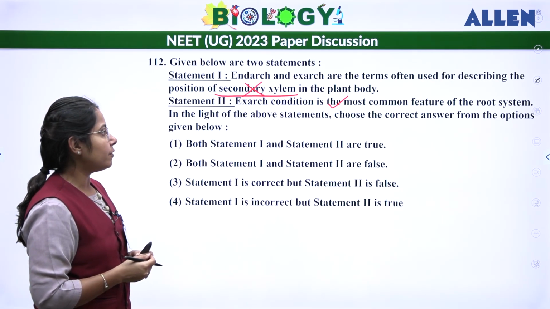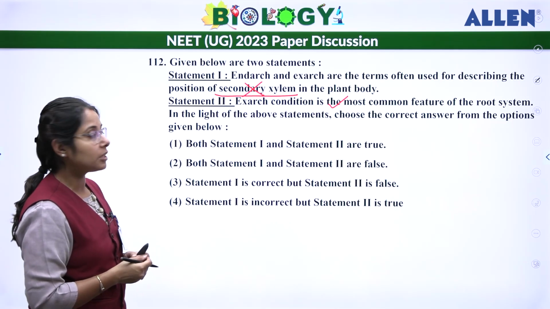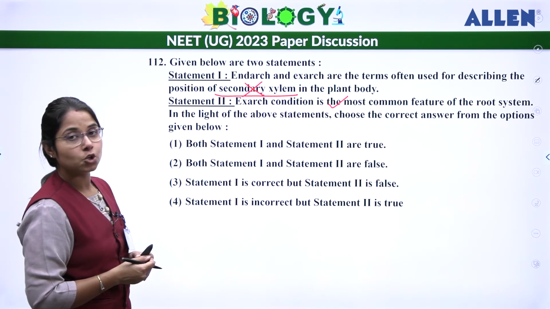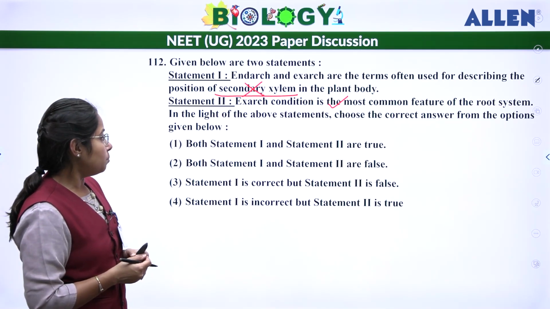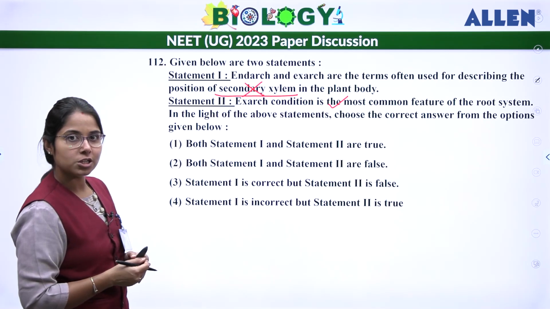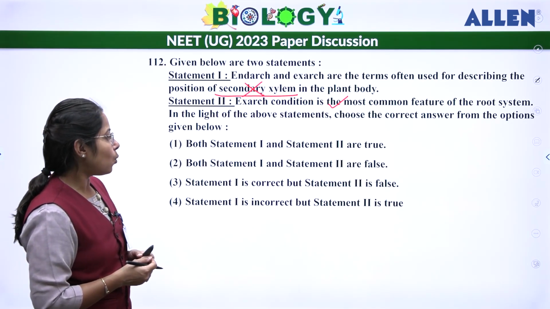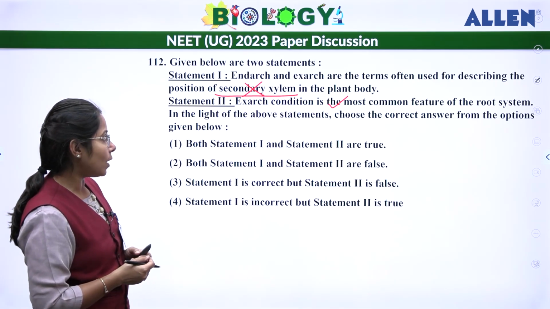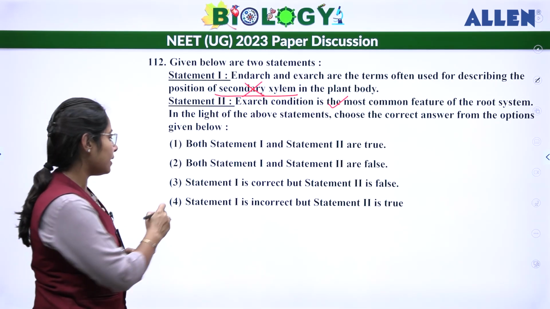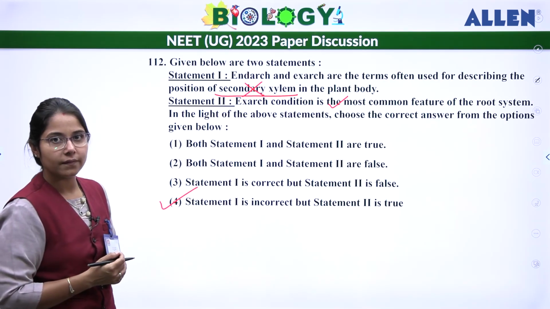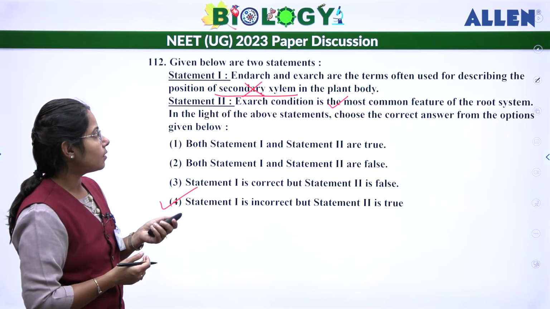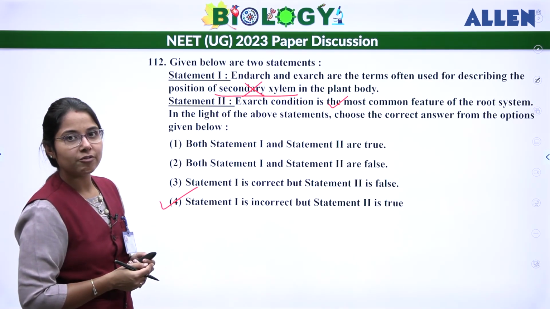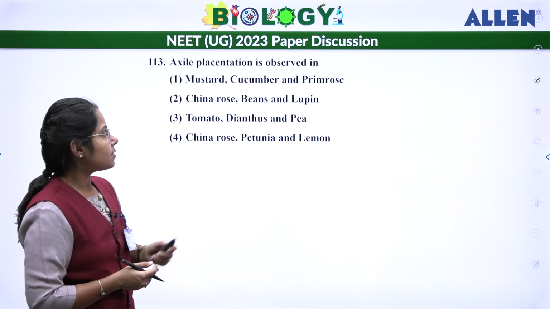So in the light of the above statements, choose the correct answer from the options given below. First option, both statement 1 and 2 are true, which is false. Second option, both statement 1 and statement 2 are false, which is again incorrect. Third, statement 1 is correct but statement 2 is false. And the fourth option, statement 1 is incorrect and statement 2 is correct. That is the correct answer, right? Here if it were primary xylem, then the statement would have been correct. Let's see the next question.